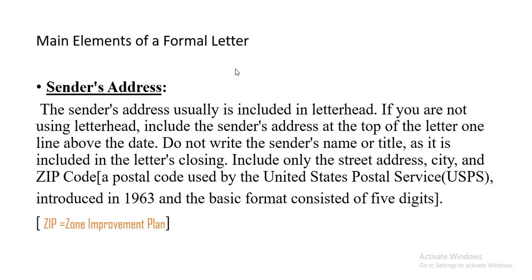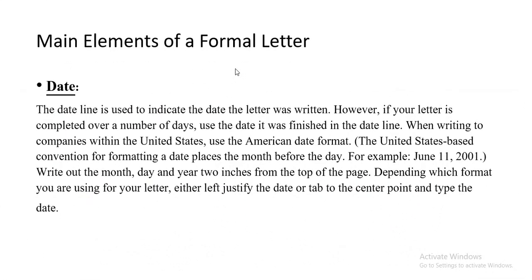Each and every postal office or sub office has its individual codes. Next, date. The date line is used to indicate the date the letter was written. However, if your letter is completed over a number of days, use the date it was finished in the date line. When writing to companies within the United States, use the American date format. The United States, that is in America, based convention for formatting a date places the month before the day.